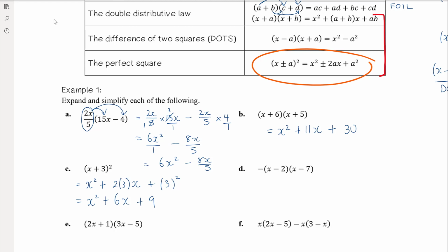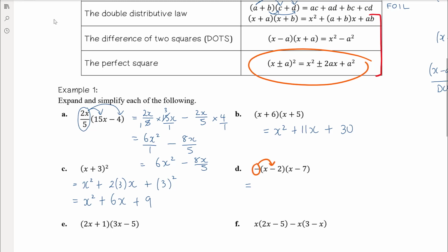Okay, part D, we just need to be a little bit careful because of that negative. Now we could expand the negative into the first bracket. So what I want to focus on first of all is you've got 3 things multiplying together here. So let's imagine 3 numbers, 3 times 5 times 2. Okay, we all agree that's the same as 3 times 2 times 5. It's the same as 2 times 5 times 3. The order doesn't matter. You're multiplying 3 things together.